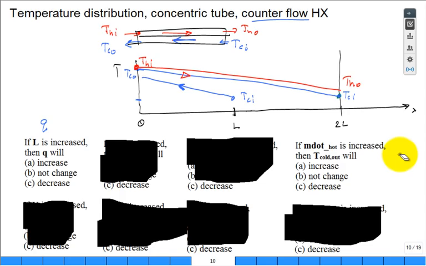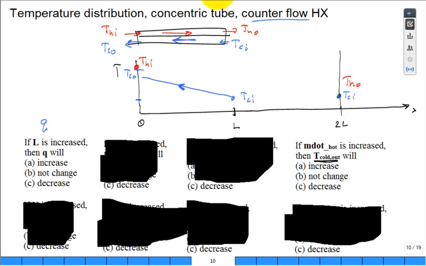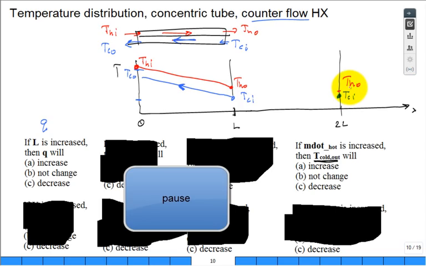Mass flow rate of the hot fluid. All the other inlet conditions of the fluids are the same. It's only the mass flow rate of the hot fluid that is increased. Then what will happen to the temperature of the cold fluid going out? So go ahead and work on that. While you're working on it, I'm going to go back and clean this up. And I'm going to put back our regular length heat exchanger. And we have the temperature hot going like that, temperature hot out. And if you had super long, temperature hot out would be lower.